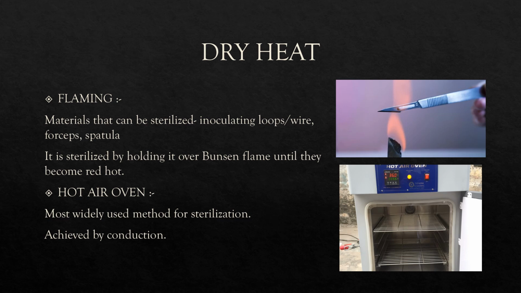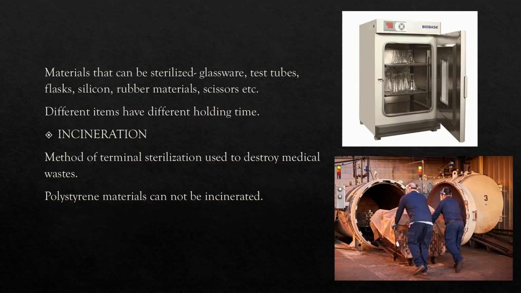Next is the hot air oven. This is the most widely used method for sterilization, and it is achieved by conduction. You might have studied conduction in physics in class 12. Next, what are the materials that can be sterilized in this? We have glassware, test tubes, flasks, silicones, rubber materials, scissors, etc. And all these materials have different holding times, which we'll be discussing in a different video.